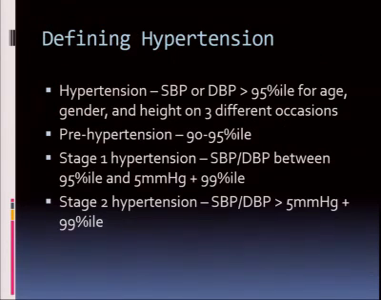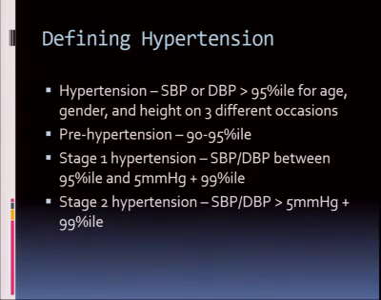So very quickly through some definitions. So hypertension is defined as a systolic or diastolic blood pressure greater than the 95th percentile for age, gender, and height on 3 different occasions. And we'll be talking about the percentiles very soon here. Prehypertension is 3 readings between the 90th and 95th percentile. Stage 1 hypertension are readings between the 95th and 5 millimeters of mercury over the 99th percentile, and stage 2 is a reading greater than that.